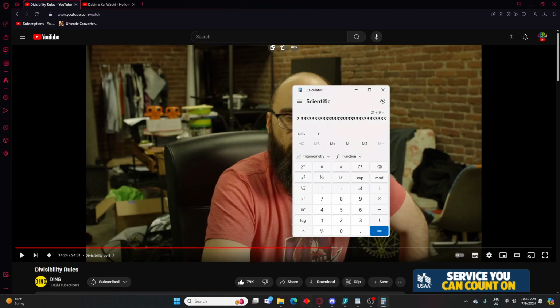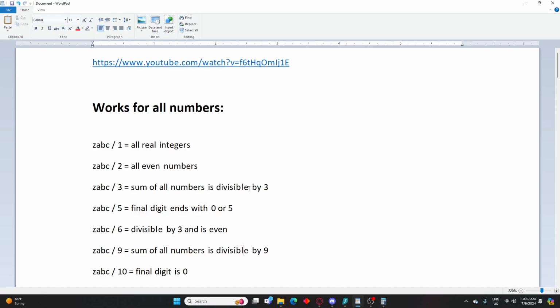So here we go. That's my calculator. Ignore that. WordPad. So, these are the ones that work for all integers. There's quite a few that work for all integers. But there's a handful that I found out that only work for less than 1,000, which is still pretty good. But I want to clarify this at different levels.